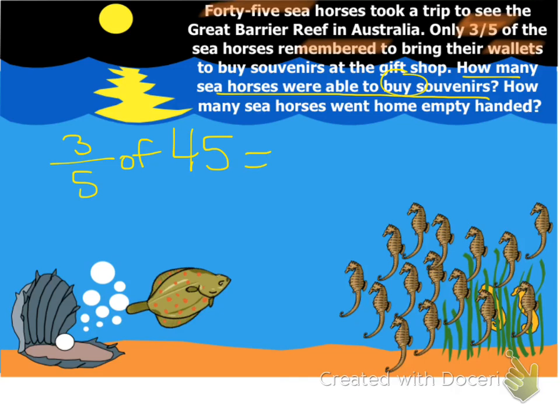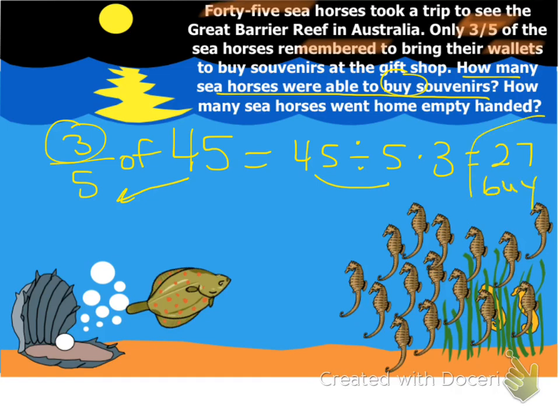So again, we do 45 divided by 5. We want 3 groups, so times 3. 45 divided by 5 is 9. 9 times 3 is 27. So 27 seahorses can buy something.